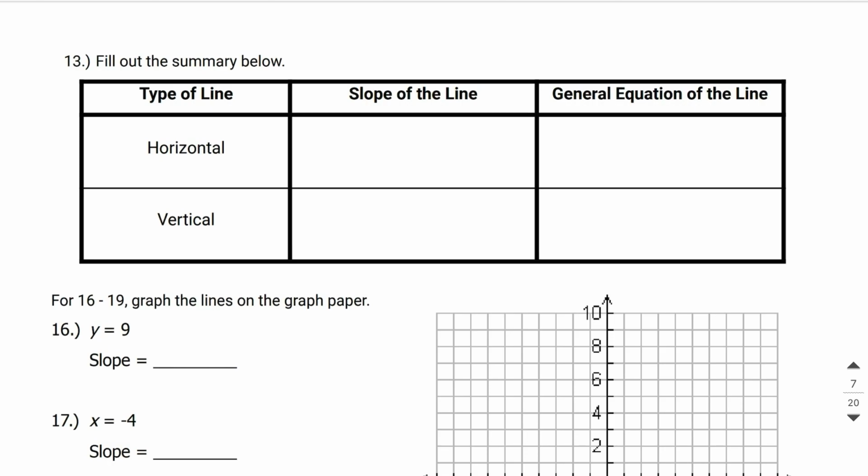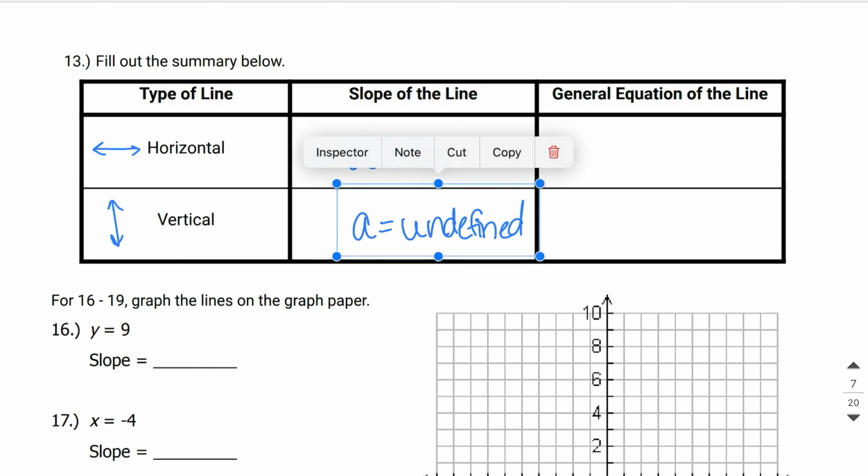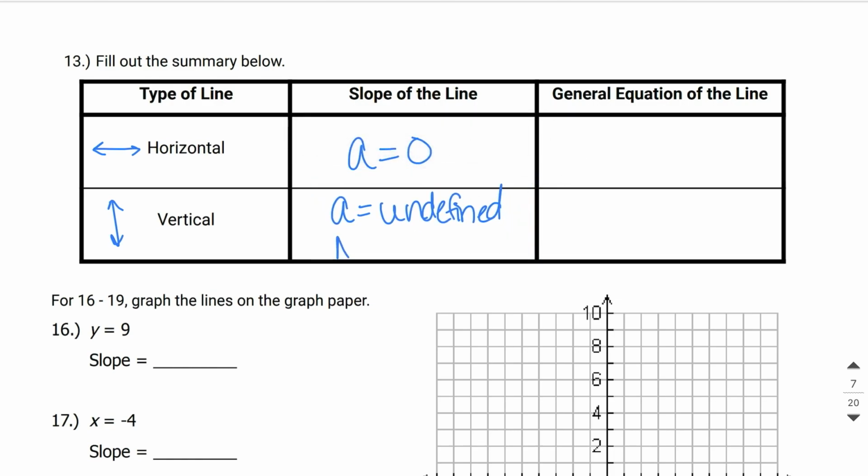All right, so in summary, again, a horizontal line looks like this. This has a slope of 0, and a vertical line will look like this, and this has a slope that is undefined. There is no slope. So sometimes we'll say undefined, or sometimes we'll just say there is no slope.